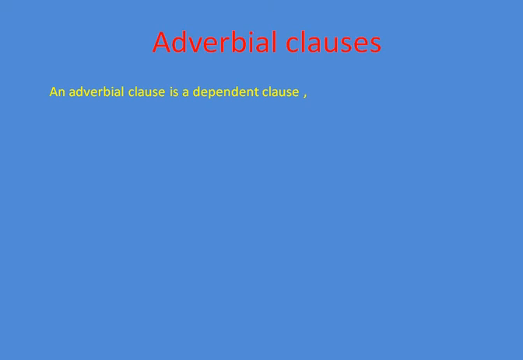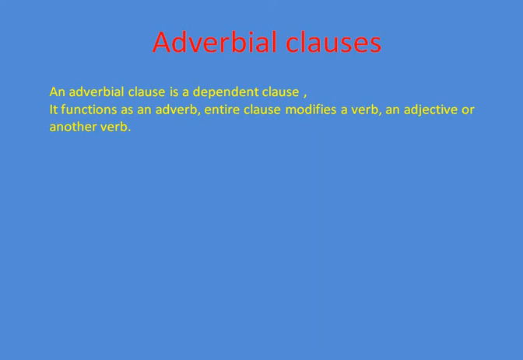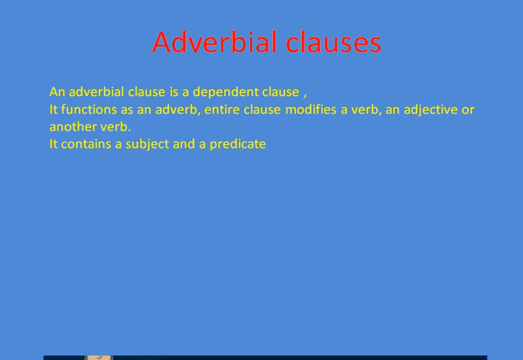So an adverbial clause is a dependent clause. We can see two clauses in complex and compound sentences, one main clause and one dependent clause. So an adverbial clause is a dependent clause. It functions as an adverb. The entire clause modifies a verb, an adjective or another adverb. Though it is an adverbial, though it is a clause, it contains a subject and a predicate. Okay.